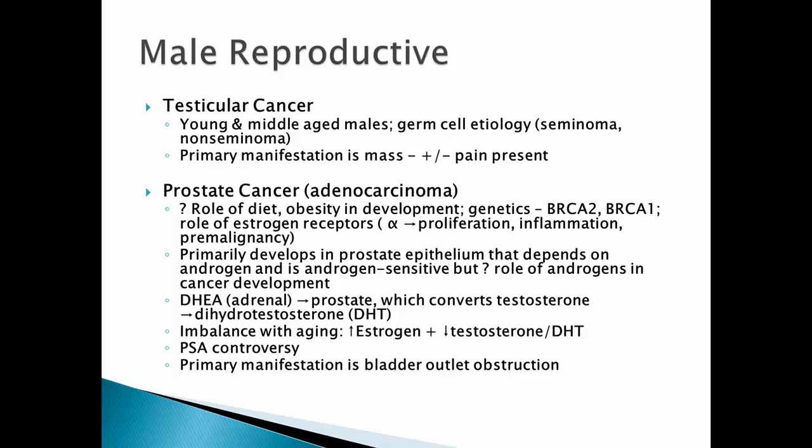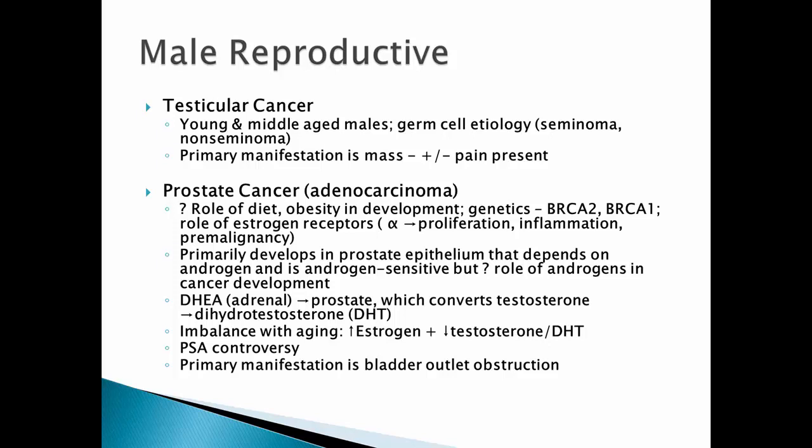Prostate cancer is a cancer more likely to occur in older and middle-aged males. Oh, let me back up to testicular cancer. Metastasis of testicular cancer tends to be to the lungs, the liver, and the brain. Let's go back to prostate cancer. Prostate cancer is an adenocarcinoma, and it tends to develop in the periphery of the prostate gland.